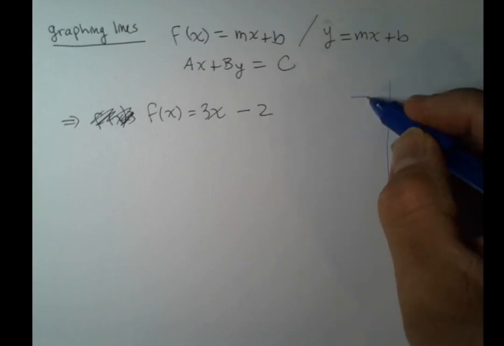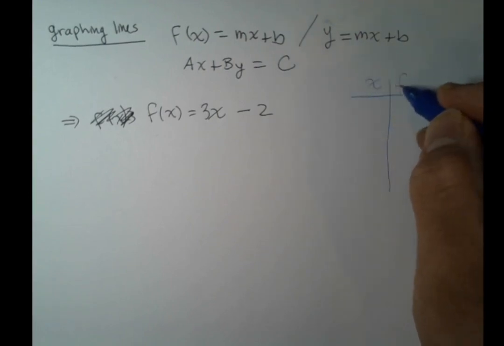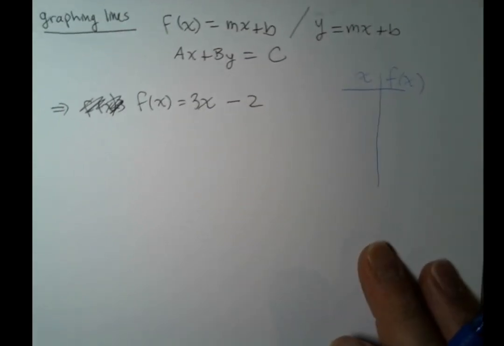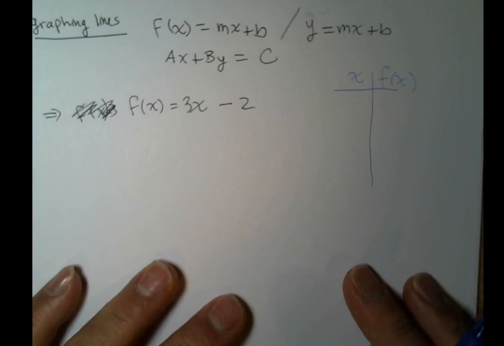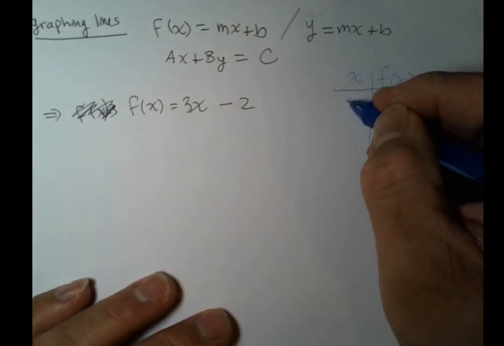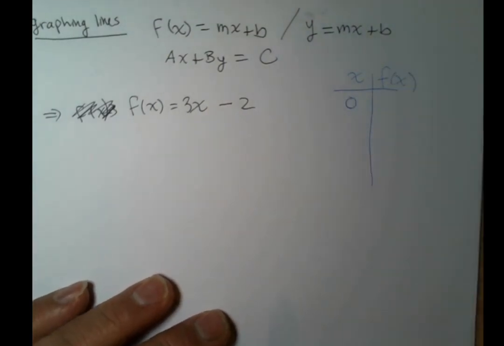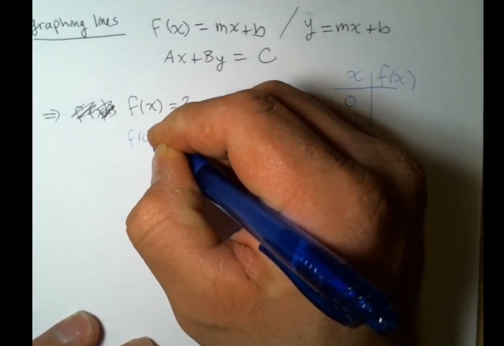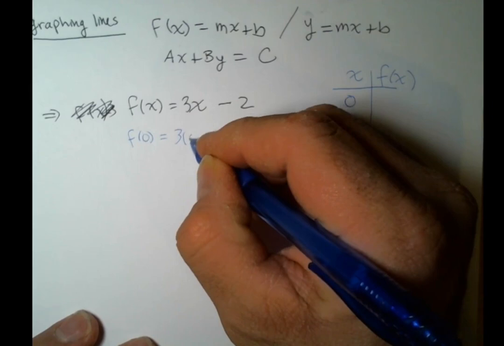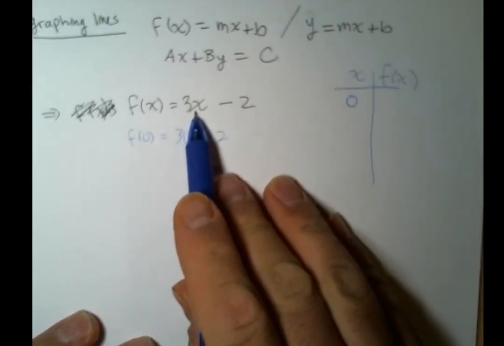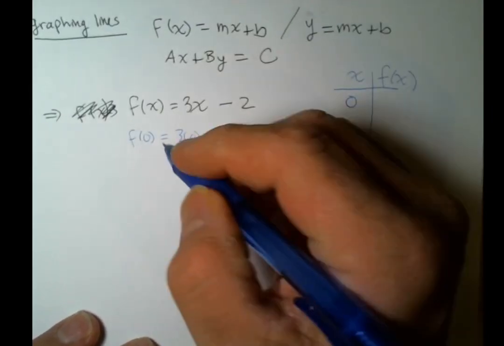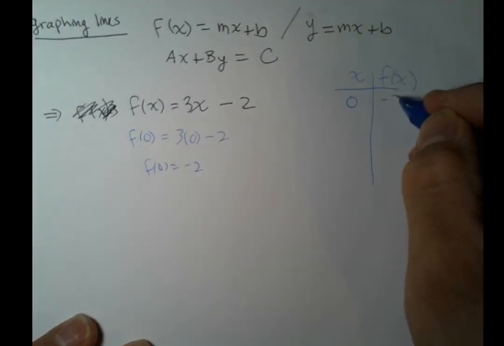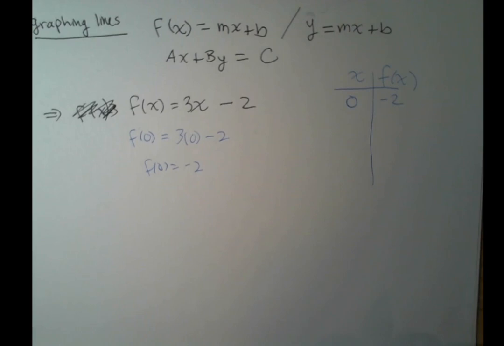I'm going to make myself a little table here: x input, output f of x. Which ones you choose does not matter, so I'll choose something easy to calculate. Let the first input be 0. So f of 0: 3 times 0 is 0, and we're left with f of 0 is equal to negative 2. So our output is negative 2.